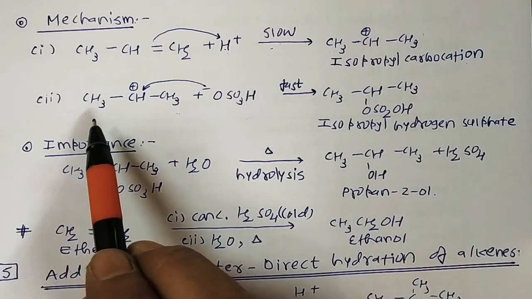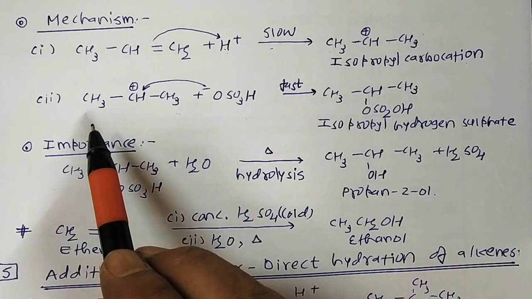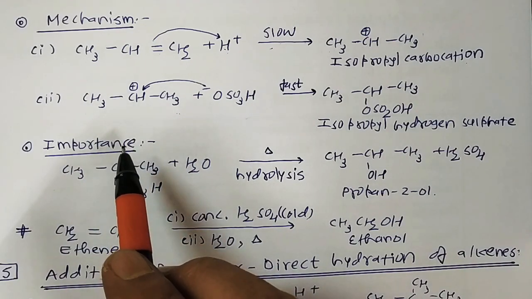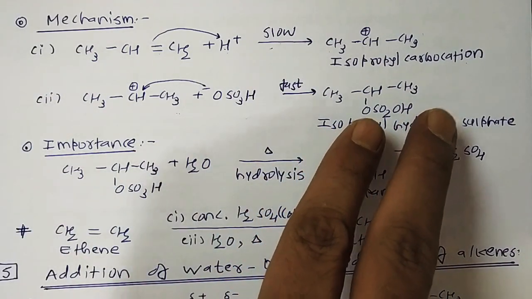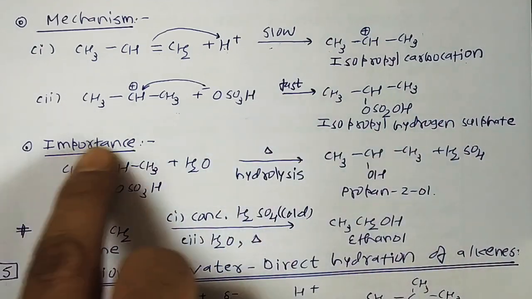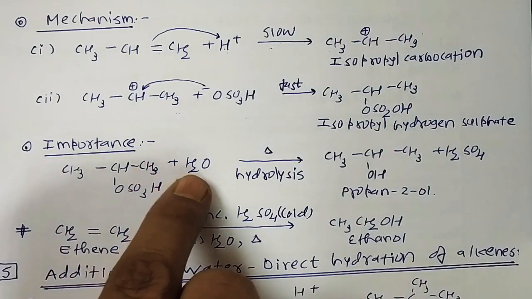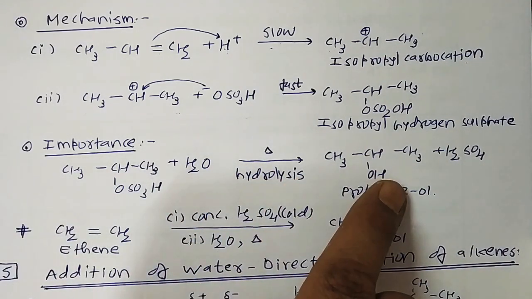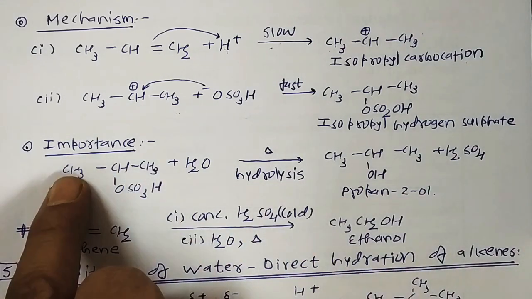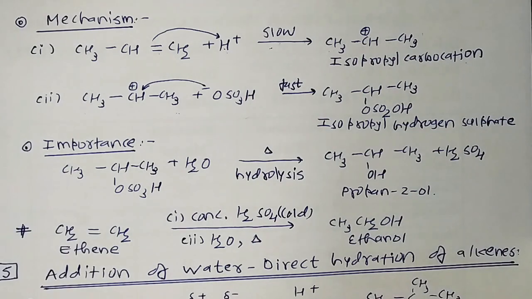So this is about the addition of sulphuric acid. But why is it called an indirect hydration of alkene? What is the importance of these reactions? This alkyl hydrogen sulfate, on boiling with water, undergoes hydrolysis to produce alcohol. So alcohol is prepared from alkene with the help of cold and concentrated H2SO4. In a nutshell, in a two-in-one step, alkenes can be converted into alcohols.